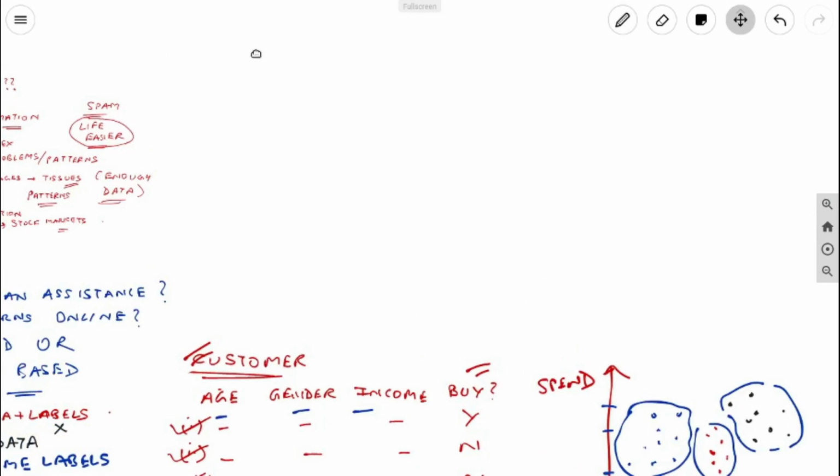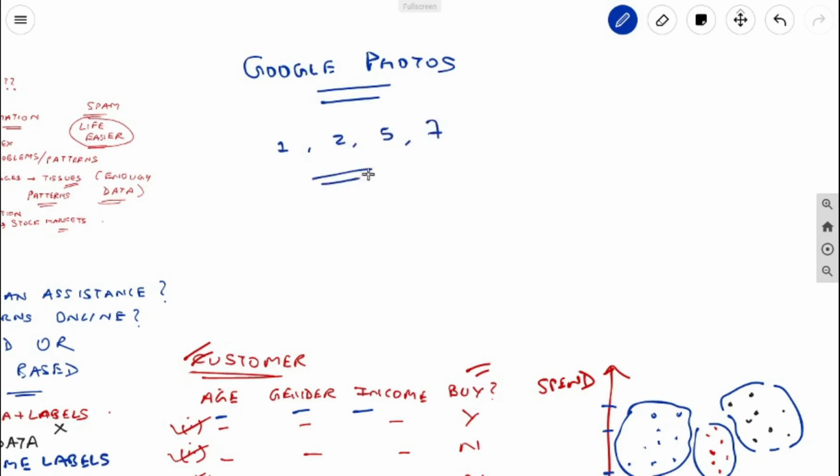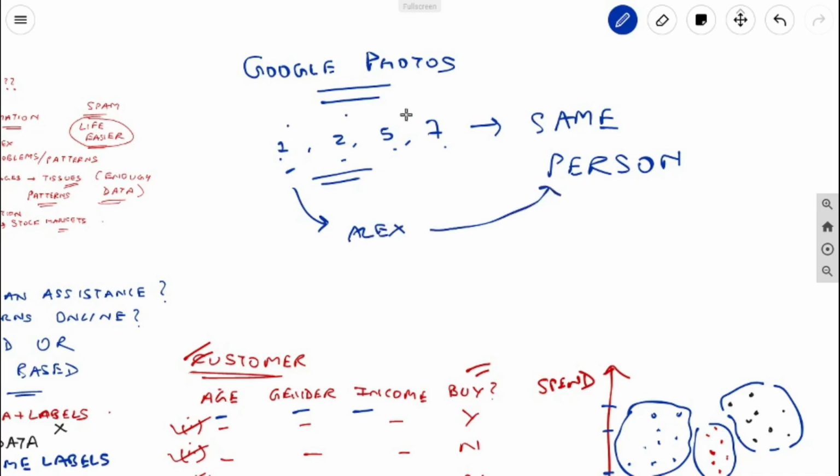If you have used Google Photos, suppose you upload many pictures on Google Photos, it can determine that the same person is there in photo number 1, in 2, in 5 and 7. It has detected that the facial features of the person in photos 1, 2, 5, 7 are the same. So it says that it is the same person in all these photos, and Google Photos wants to label them. The software wants to know who the person is. So if for only one photo you label that this person is Alex, Google Photos automatically determines that the same person was there in 1, 2, 5, 7. So it can automatically label that in photos 2, 5 and 7 the person is Alex.